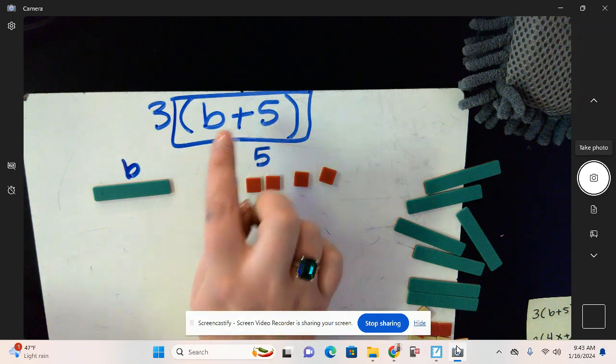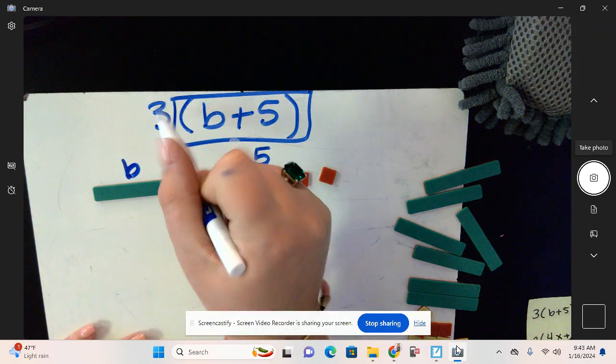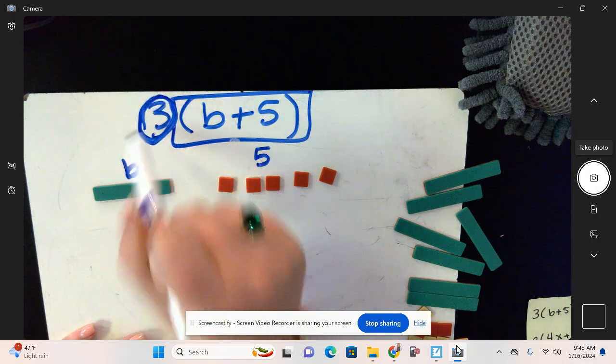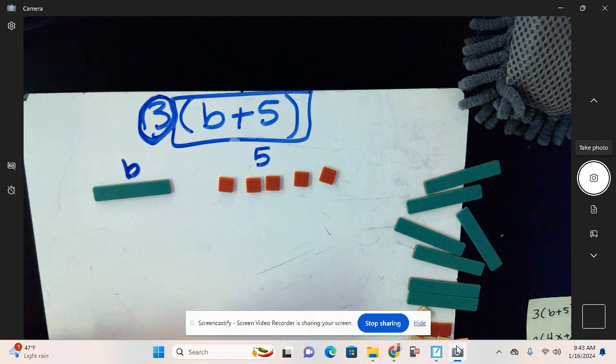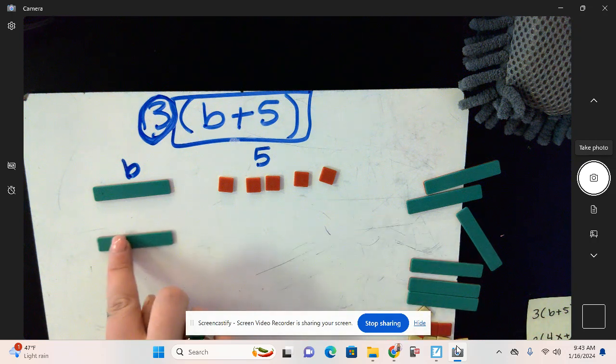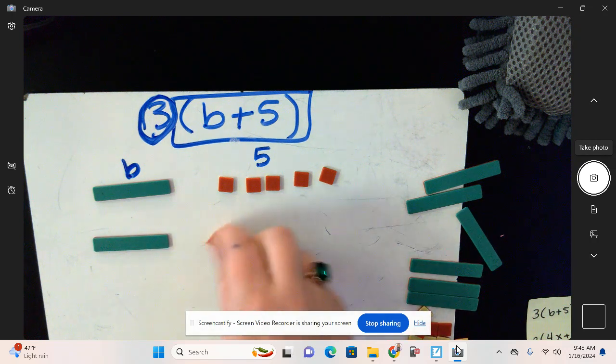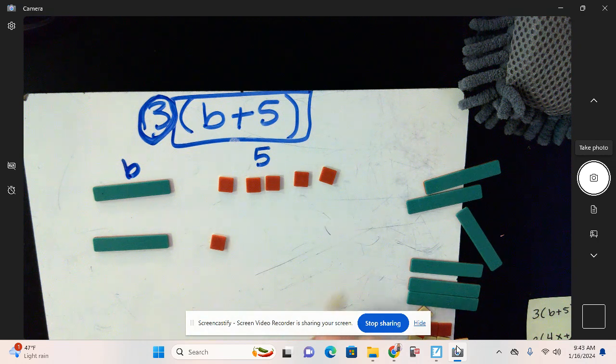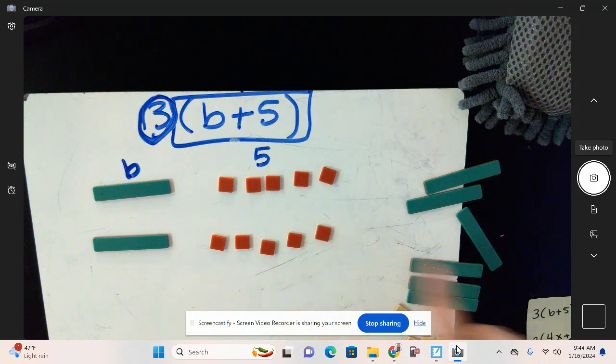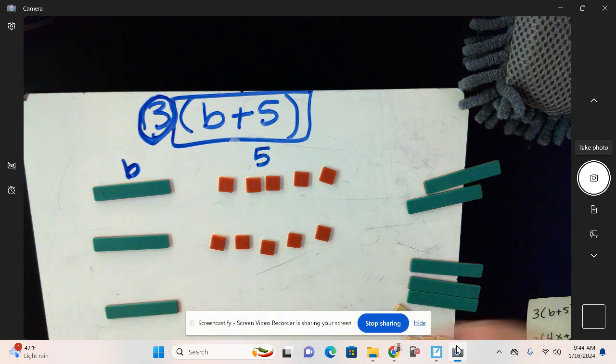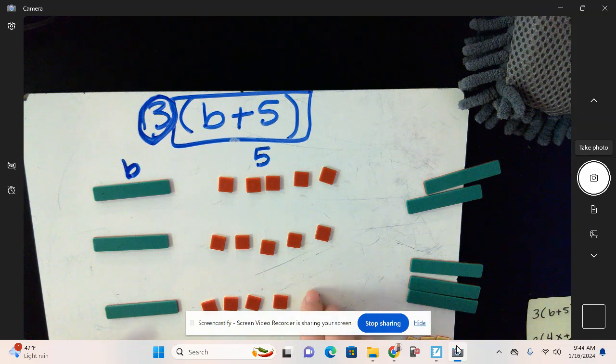This is the group. The number on the outside of the parentheses tells me how many times I'm going to need to build this. So how many times do I have to build this? 3. So I'm going to come in here and build it 3 times, so that I have 3 groups.